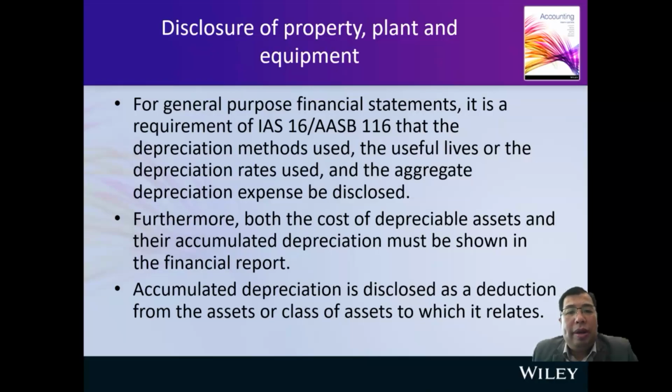So, disclosure of property, plant, and equipment. This is the last part. For general purpose financial statements, it is required under IAS 16 or AASB 116 that the depreciation method used, the useful life or depreciation rate, and the aggregate depreciation need to be disclosed. You have to disclose this in your financial statement. Furthermore, both costs of depreciable assets and their accumulated depreciation must be shown in the financial report. You must report both costs and accumulated depreciation, and accumulated depreciation is disclosed as a deduction from the asset or class of asset to which it relates.